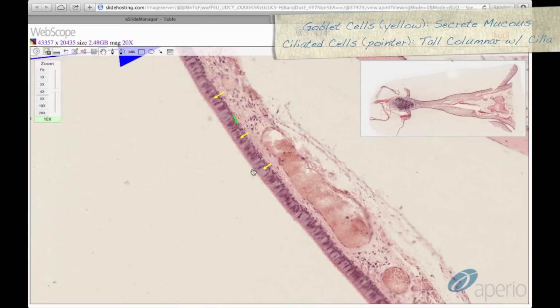Ciliated cells are tall columnar cells with cilia that project into the mucus covering the surface of the epithelium, seen at the pointer. Brush cells are receptor cells in the respiratory tract that bear short, blunt microvilli on their apical ends. The basal end of these cells are in contact with afferent nerve fibers. Basal cells, seen at the green arrow, are the stem cells in the deepest layer of the epithelium. Lastly, small granule cells are enteroendocrine cells that secrete polypeptide hormones from their granules.